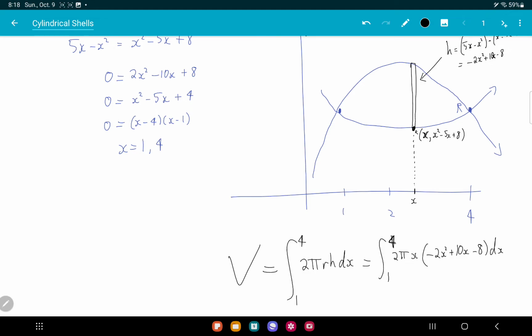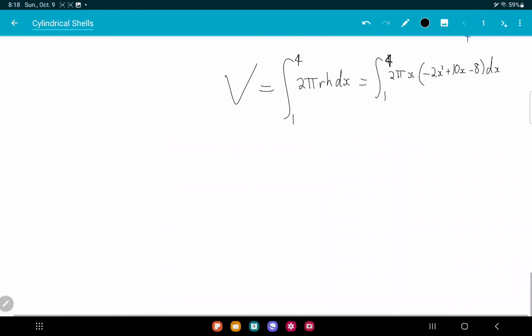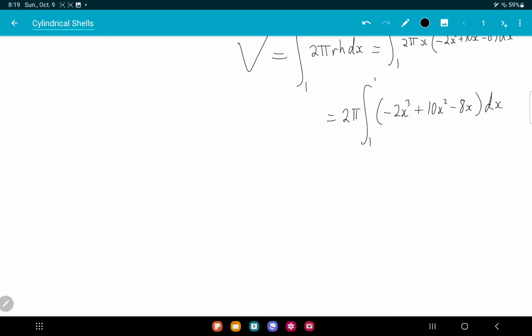And I'll grind this out. Hopefully no mistakes as I go. Watch carefully. Why don't I bring the 2 pi out? It's just going to annoy me, isn't it? Minus 2x cubed. Okay, watch carefully as I attempt to do this at 8:18 at night. A little bit tired, not gonna lie. But I got my game face on. All right, 1 to 4. Oh boy.